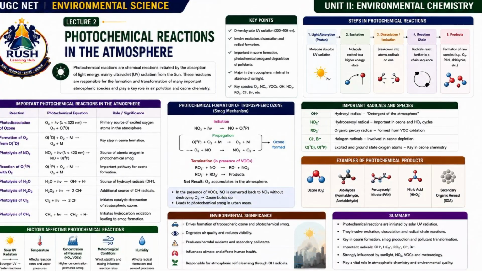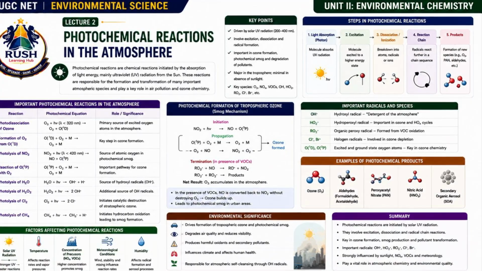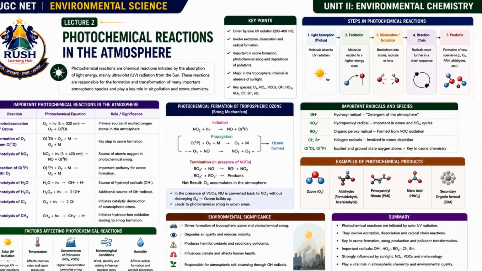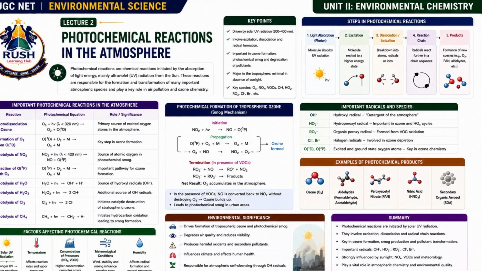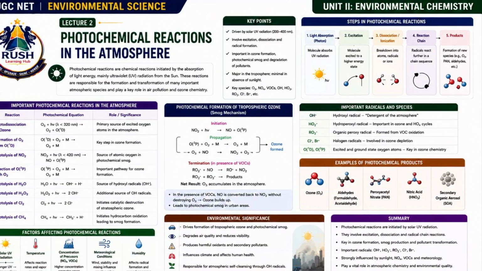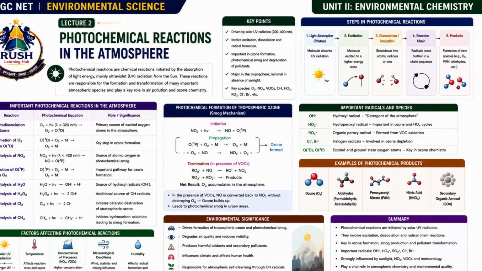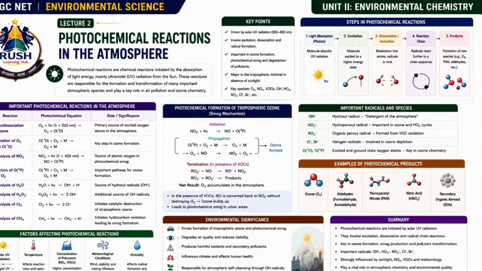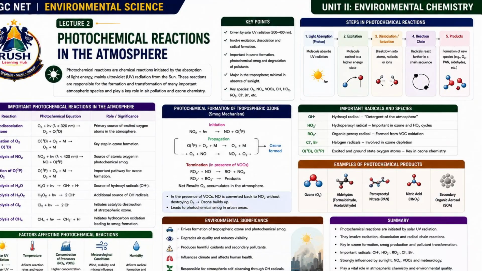When sunlight strikes a molecule in the atmosphere, the molecule absorbs energy. This absorbed energy excites the molecule and may break chemical bonds. This process is called photodissociation or photolysis. The broken molecules produce highly reactive species such as atoms, ions, and free radicals. These reactive species then participate in a chain of atmospheric reactions. For UGC NET examinations, remember, photochemical reaction equals sunlight plus chemical transformation.